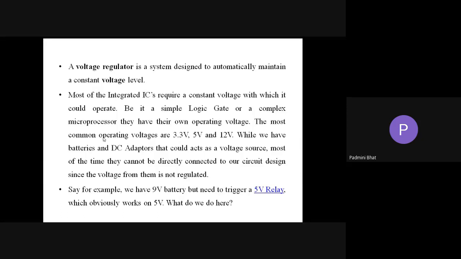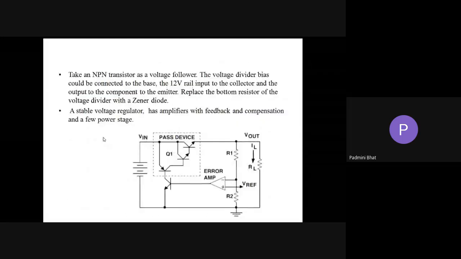While we have batteries and DC adapters, which you know, somebody might have the question in mind: why not batteries? Batteries don't come in the required values. For example, I have a 9 volt battery and I want 5 volt. In such cases, these regulators come into the picture. They cannot be directly connected to our circuit design since the voltage from them is not regulated. Say we have a 9 volt battery, but we need to trigger a 5 volt relay. So what do I do to get that 5 volt?